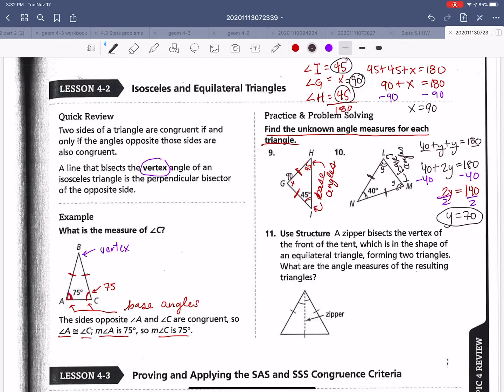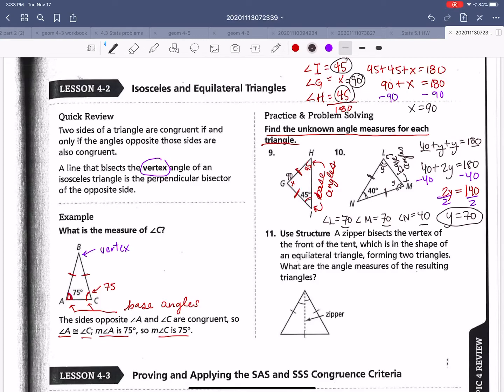But that's not answering the question really. So I have three angles here. Angle L, which is Y, so that one's 70. Angle M, which is Y, so that one's 70. And angle N, they told us was 40. So if we want to just double check, make sure all those add up to 180.